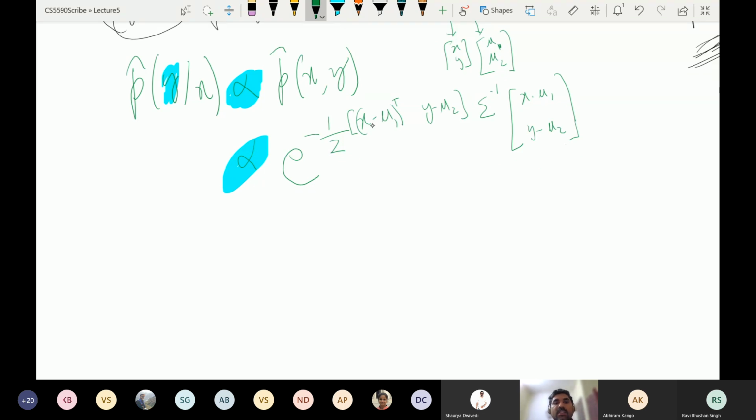Now let's ask both these questions. What are the terms which I ignored at this step? Can anybody tell me? Root over 2 pi sigma square. All those 2 pi, those determinant terms I ignored. I can safely ignore them because they are not a function of y. Then I did not ignore any term in y for sure.